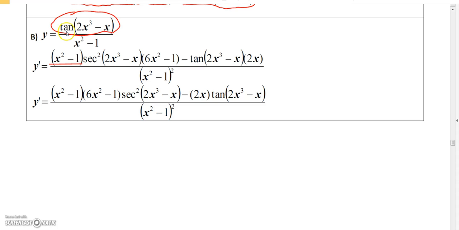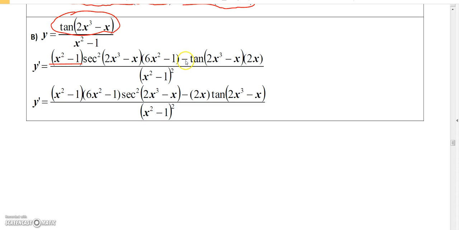So now if I take the derivative of tan u, remember the derivative of tan u, where u is this polynomial, would be secant squared u. And then remember I have to multiply by the derivative of this polynomial, the derivative of this argument here, u. And the derivative of that would be 6x squared minus 1. So ultimately the derivative of tan of 2x cubed minus x is secant squared of 2x cubed minus x times the derivative of that 2x cubed minus x, which is 6x squared minus 1.